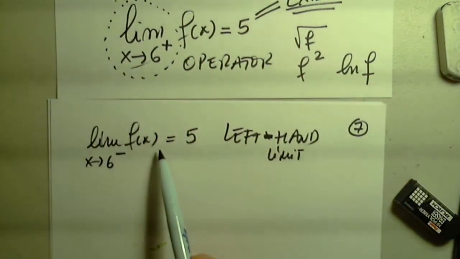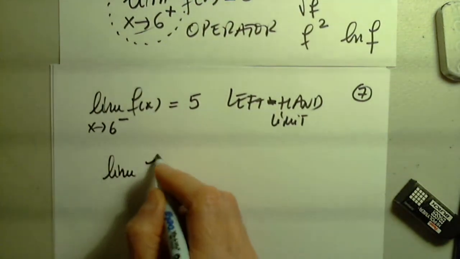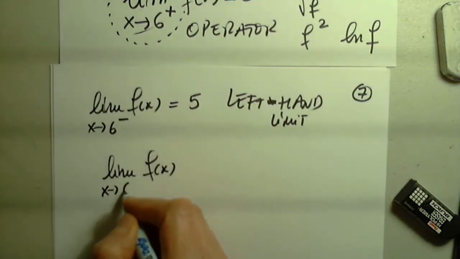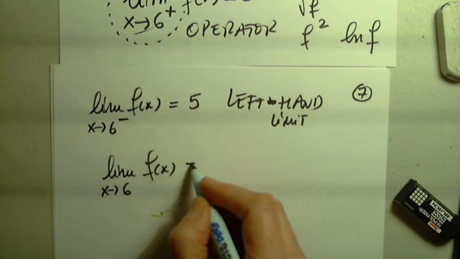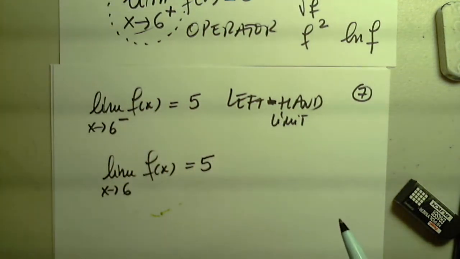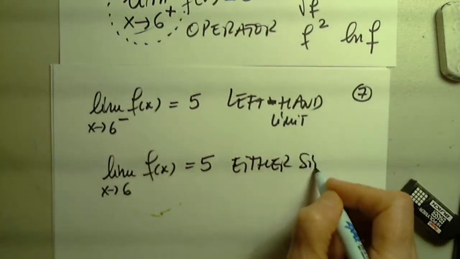Right-hand limit, left-hand limit. And we also have the third concept. Limit of f of x as x approaches 6 simultaneously from either side, we say, is 5. Okay, this is from either side.